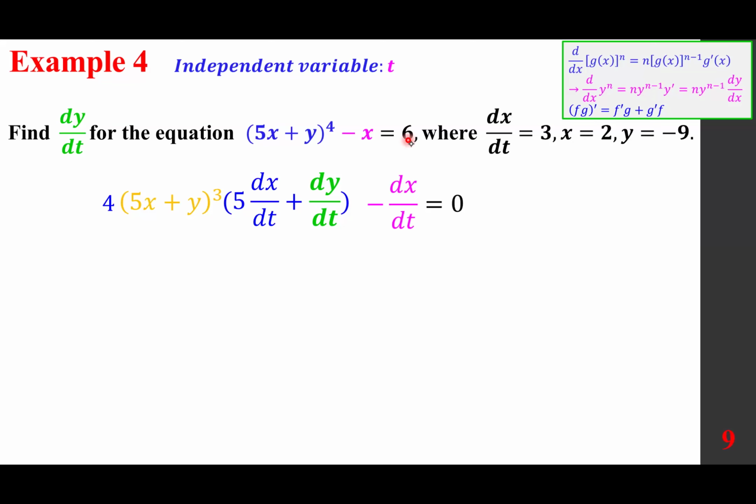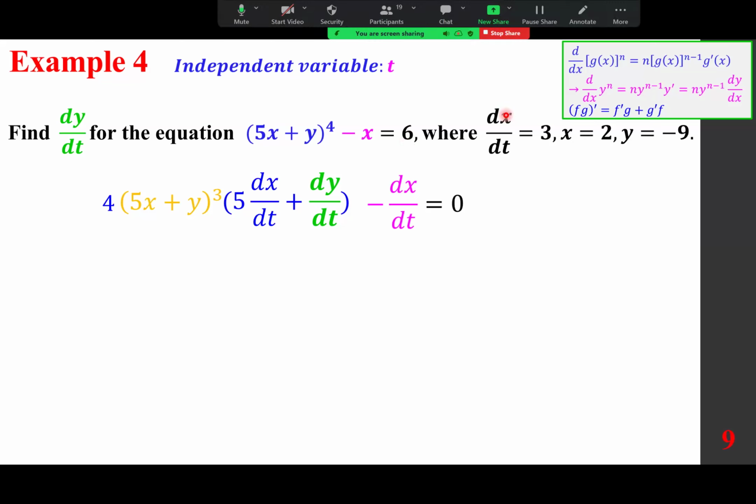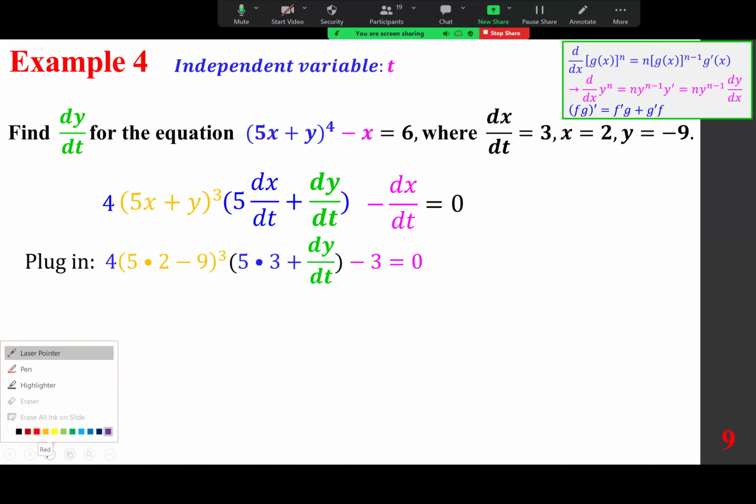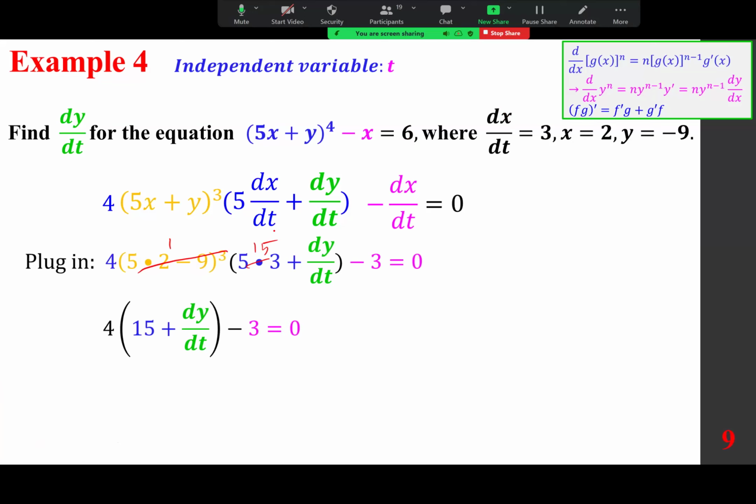Plug in, which means replace the dx/dt, x, and y accordingly, and simplify. So 5 times 2, 10, minus 9 is 1. Cubed it doesn't change, it's 1. This has no bearing, so just write it. 4 times, again, this thing is 1, so it doesn't change. 15 plus dy/dt minus 3. So when we distribute, we get 60 plus 4 dy/dt minus 3. 60 and minus 3 would be 57.